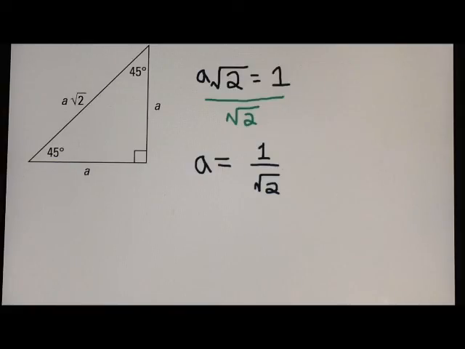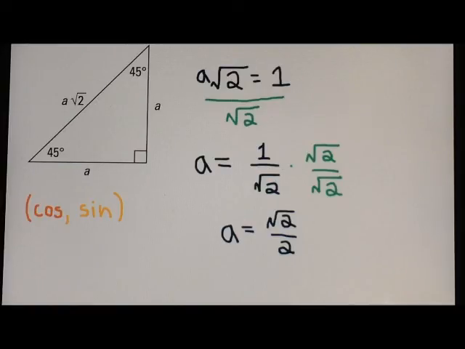The next step is to multiply 1 over square root 2 by root 2 over root 2. Once you've done this, your answer is going to be root 2 over 2. In the unit circle, cosine is x and sine is y. Because both the cosine and sine of this triangle are equivalent, the coordinates are going to be root 2 over 2 and root 2 over 2. For quadrant 1 on the unit circle, your 45-45-90 triangle is going to have a coordinate of root 2 over 2, root 2 over 2.